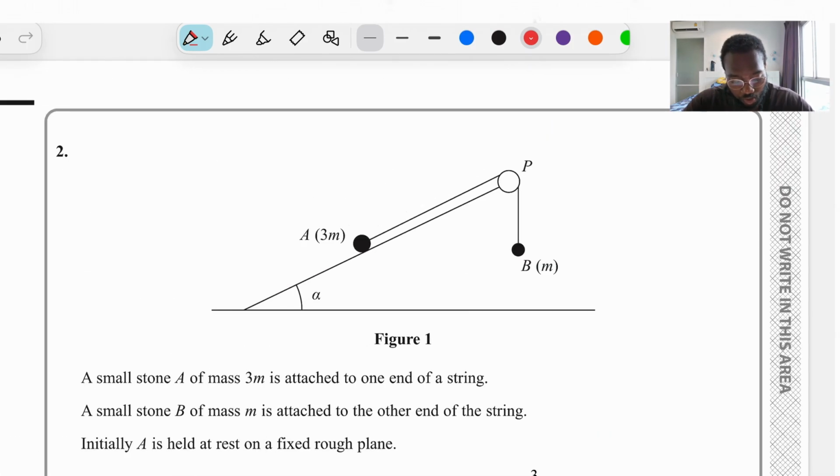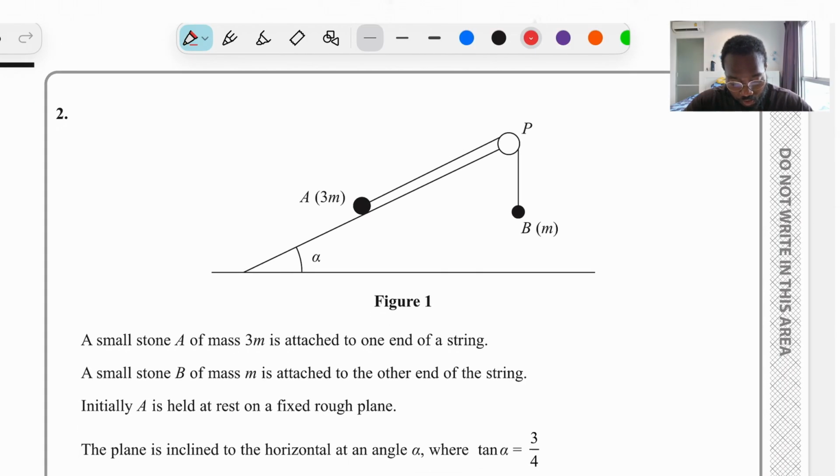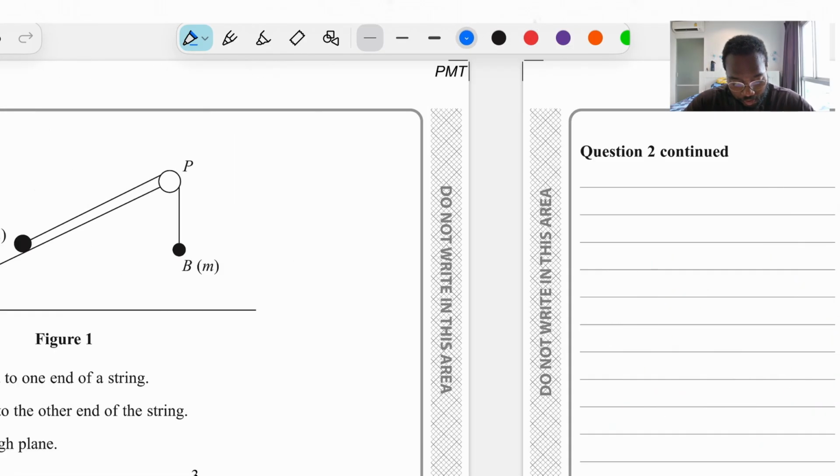What are we also told? Held at rest on a fixed rough plane. So we know there's going to be friction on that slope. It says that A is on a fixed rough plane, so there's going to be friction there. What do we also know? We know the plane is inclined to the horizontal at angle alpha, so that here is angle alpha.